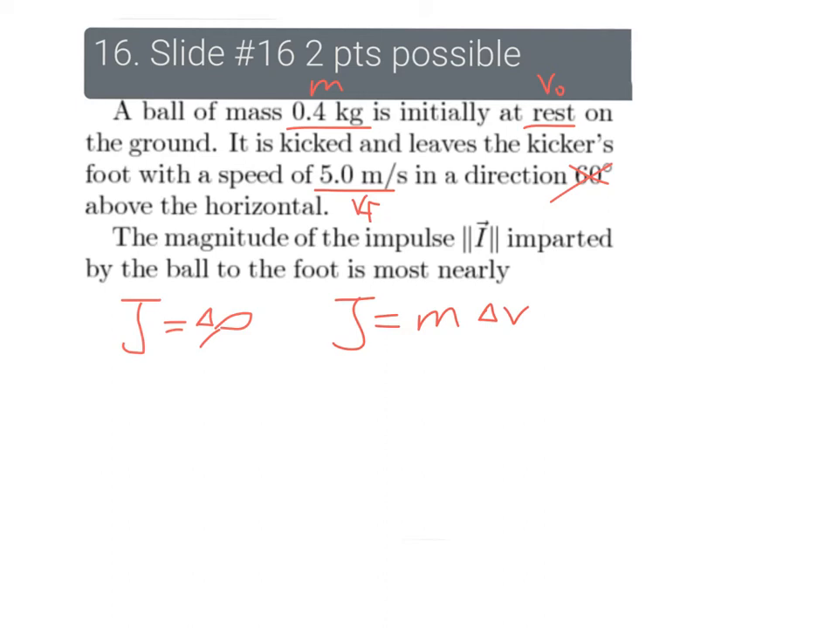And so when we calculate our impulse J, that's just going to be equal to 0.4 multiplied by 5 minus 0, which gives us an impulse equal to 2. And that'll be our answer.